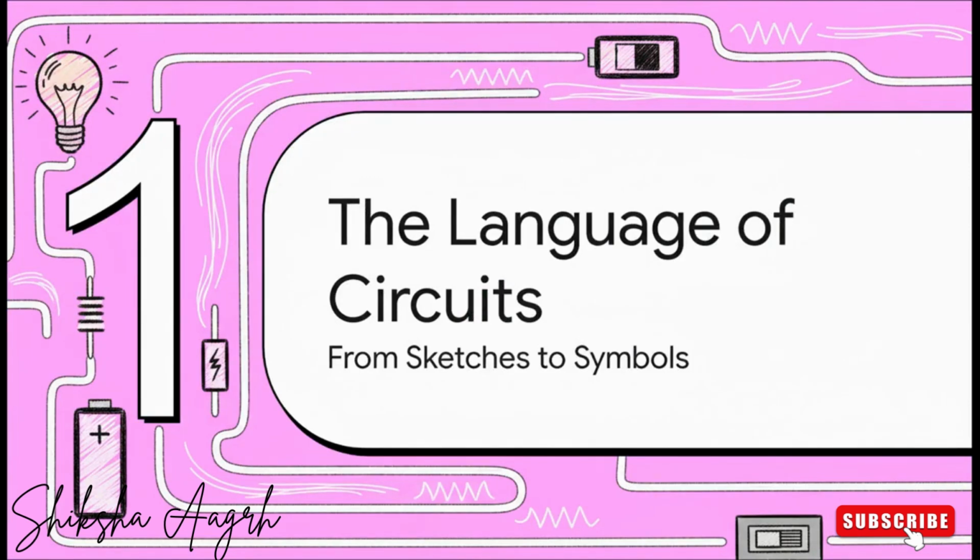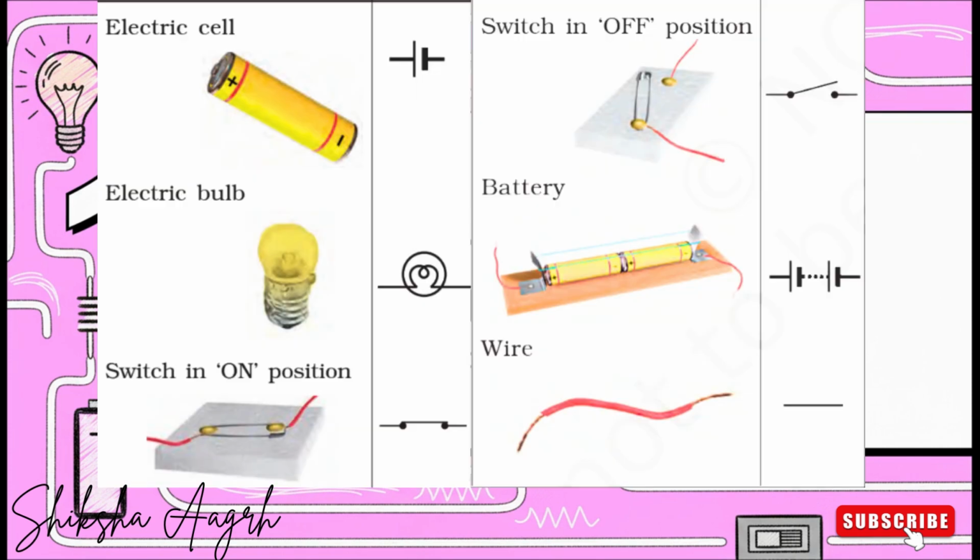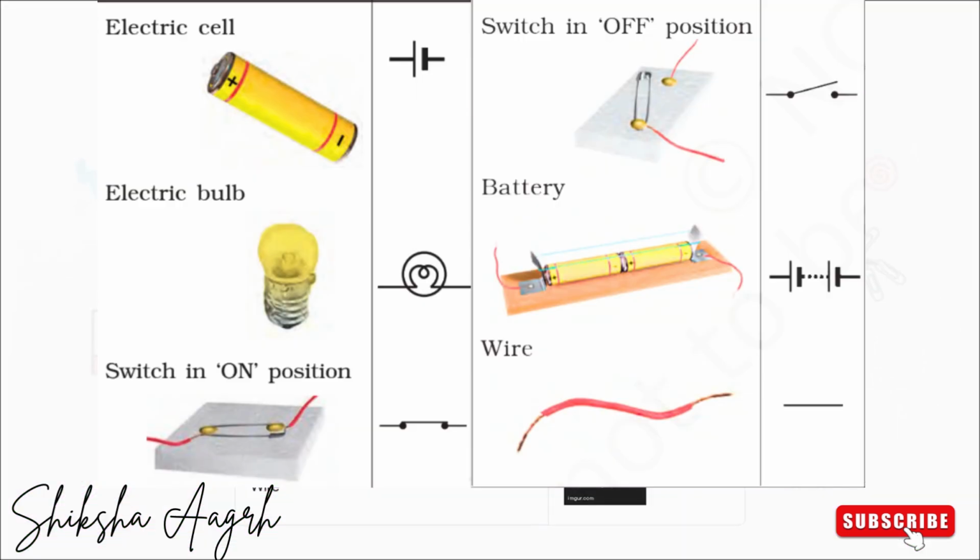Before we can really get into electricity's awesome powers, we first have to learn how to speak its language. And that language is all about circuit diagrams. It's the super clean, super simple code that takes a messy sketch and turns it into a perfectly clear blueprint. Think of this as the alphabet for electricity. Every little part gets its own special symbol.